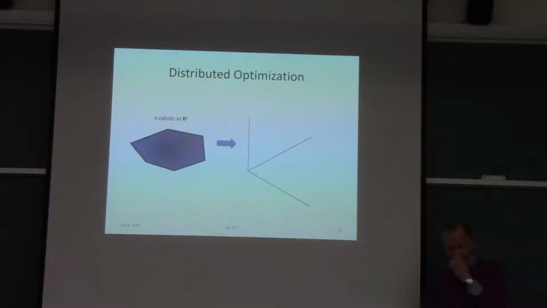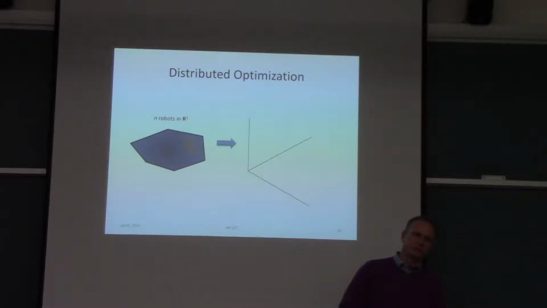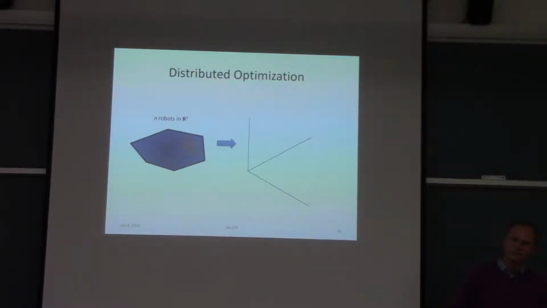So all these at a high level seem like completely different problems. And one of the things we'll be seeing in this class is that they're not really that different. When it comes down to it, there's always some element of distributed optimization in all of these problems. So you always have some way of representing the state of your robots.